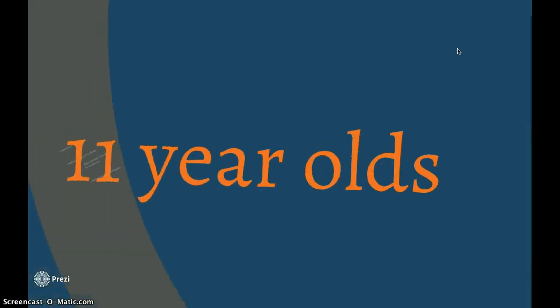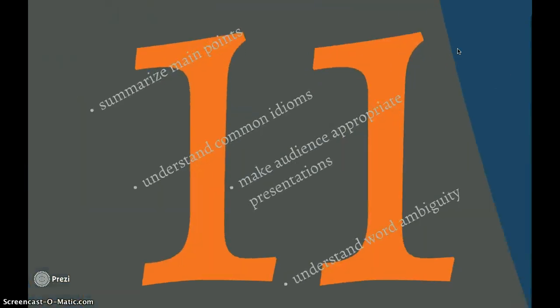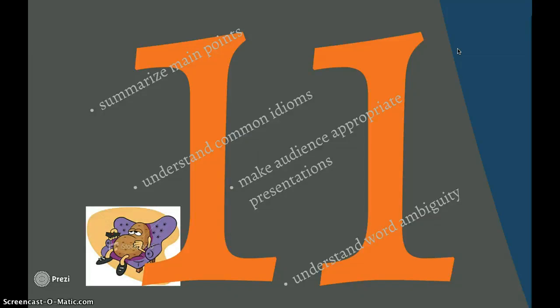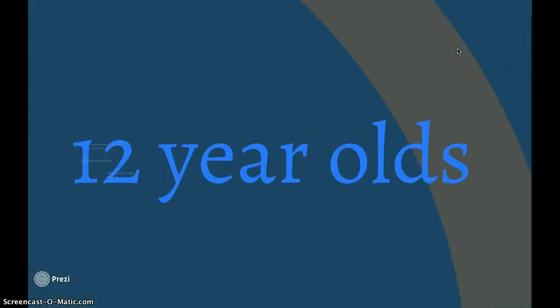This video is a great example of a group discussion going on in a science class. By 11, students have learned to summarize main points of a text. They understand common idioms like "you're a couch potato" or "break a leg." They are able to make planned oral presentations that are appropriate to their audience. And they understand jokes based on word ambiguity, like "he's an unbelievable man." Either the man is a liar or he is an incredible, awesome man.